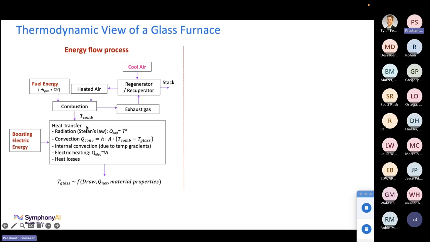And this heat transfer happens through different modes. Of course, radiation is very dominant at those high temperatures. You also have convection at the surface of the glass. There is some amount of convection in the solid batch phase. And then there's a lot of internal convection due to the temperature gradients. And of course, you can have an additional source of electric heating from the bottom. And you have a lot of heat losses that happen in different parts of the furnace. So the net glass bulk temperature would be a function of the throughput of glass as well as the net heat energy transfer to the glass and the material properties of the glass.